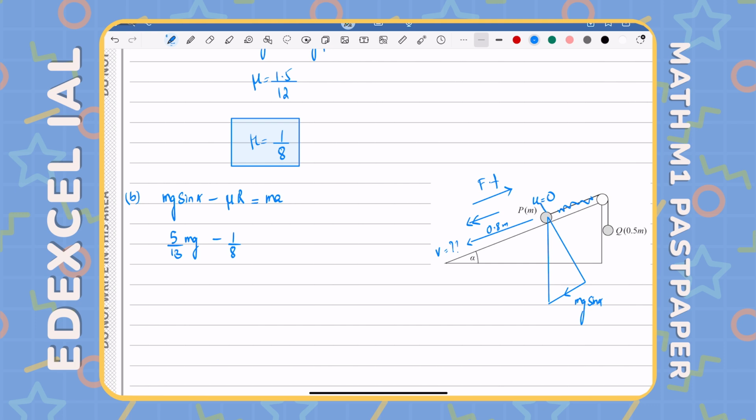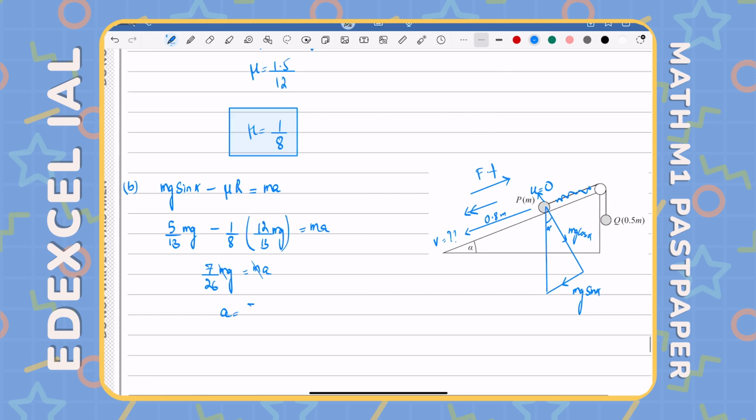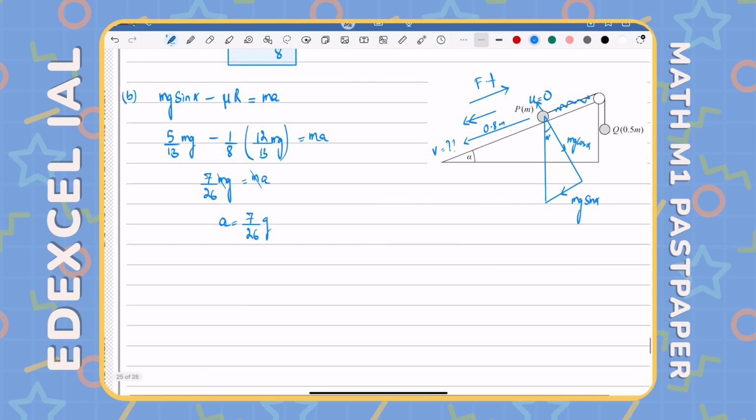So this is 5 upon 13 mg minus mu, which we've worked out to be 1 upon 8, times the normal reaction force. What's the normal reaction force? It is equal to the component perpendicular to the plane, and that would be mg cos alpha. So 1 upon 8, 12 upon 13, that's cos alpha, multiplied by mg, is equal to mass times acceleration. When you simplify 5 upon 13 minus 1 upon 8 into 12 upon 13, you get 7 upon 26 mg, which is equal to mass times acceleration. That means the exact value of acceleration is 7 upon 26 g. We're keeping this exact because this is not the final answer. Now we know the acceleration due to which it moves down the plane.